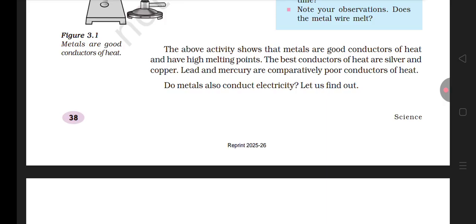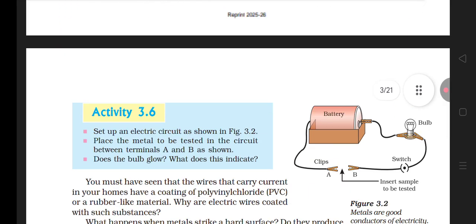Now next is, do metals also conduct electricity? Let's find out. Now what do you mean by electricity, dear student? Electricity means the amount of charge that is flowing through the wire in a particular period, in unit time. Okay. So electricity is basically a flow of electrons in the wire. Okay. Flow of charge. So the flow of charge constitutes current, and then current is what? Current is the flowing of charge. Now flowing charge, where is the charge coming from? The electrons. Okay.